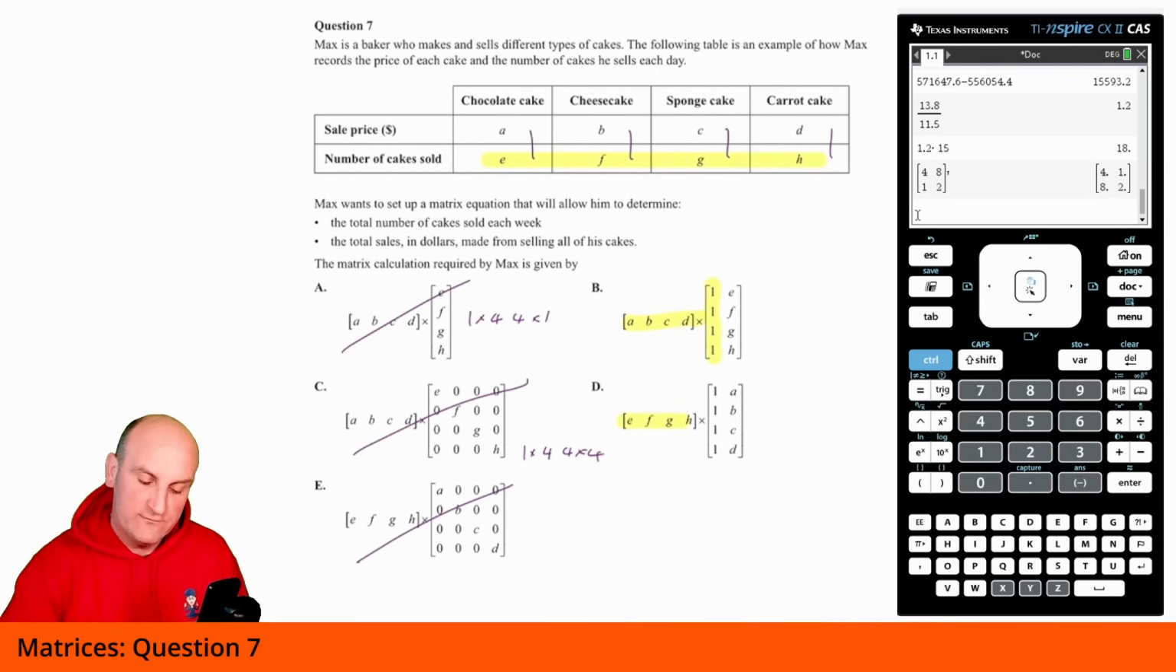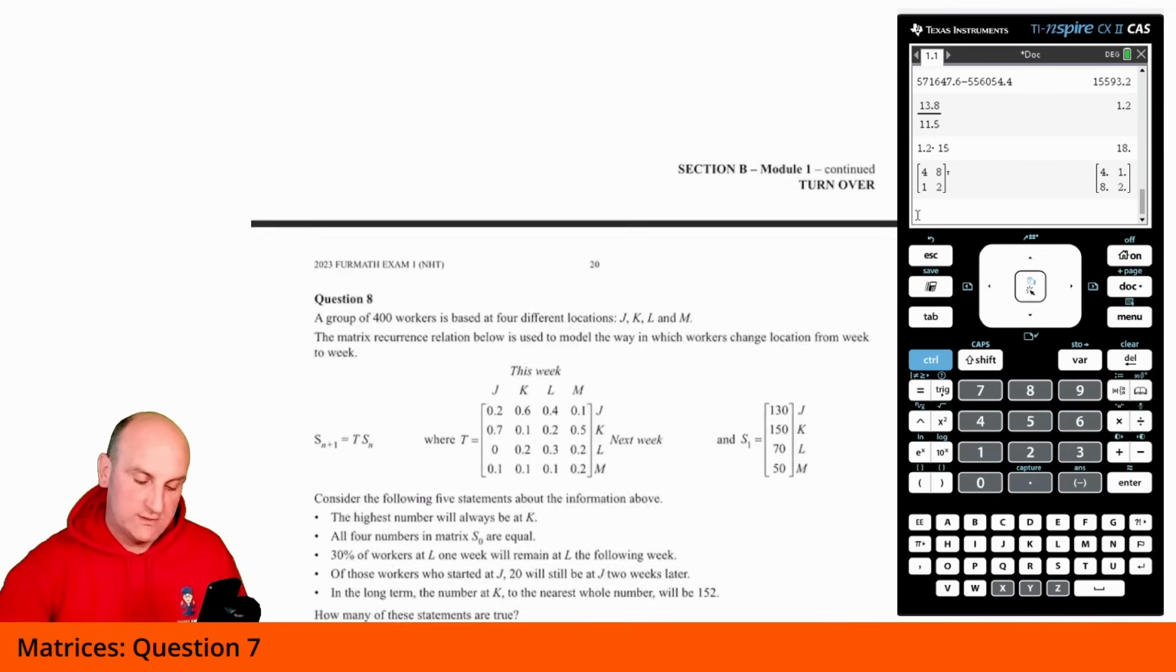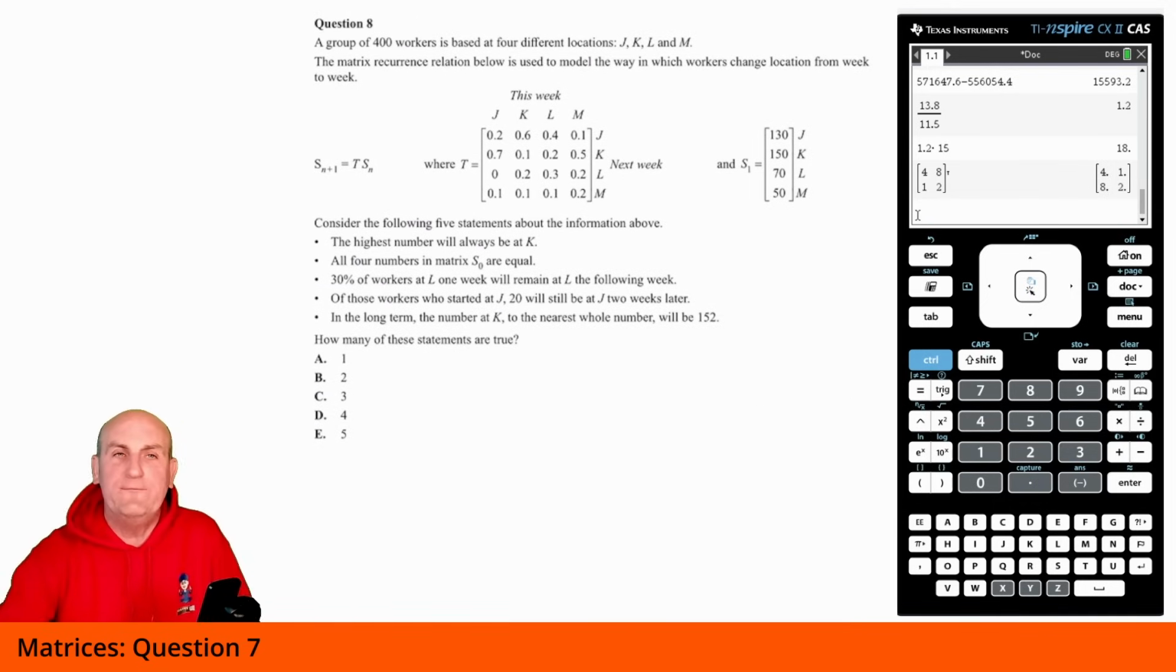So if we just check E, F, G, H, 1, 1, 1, 1, if we do that, we're going to add up. That will be the total number of cakes sold. If I then do E, F, G, H times A, B, C, D, it's going to give me those two values multiplied together, plus those two numbers, plus those two, plus those two. I'm going to say that D is, in fact, my correct answer. God, these questions are awesome and a little bit confusing.